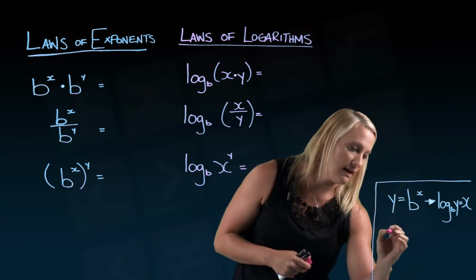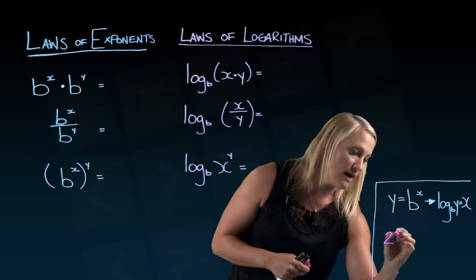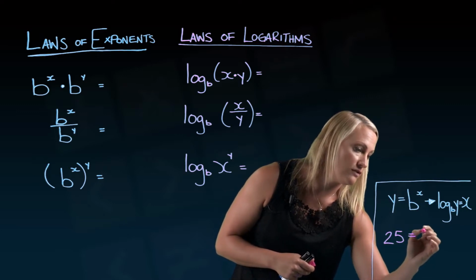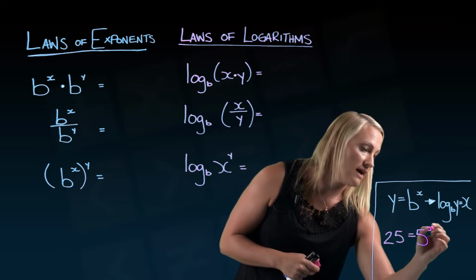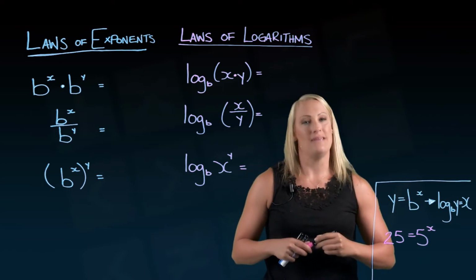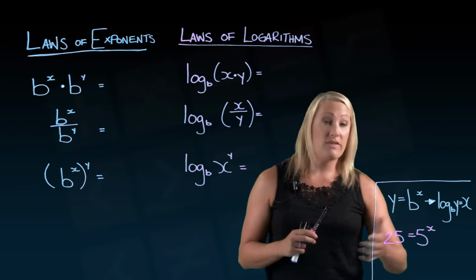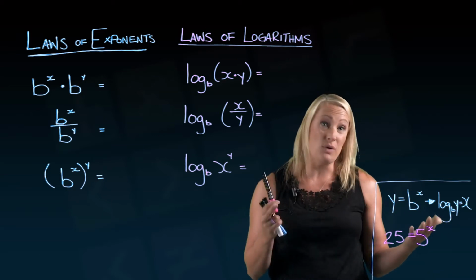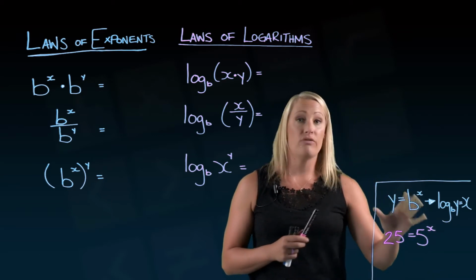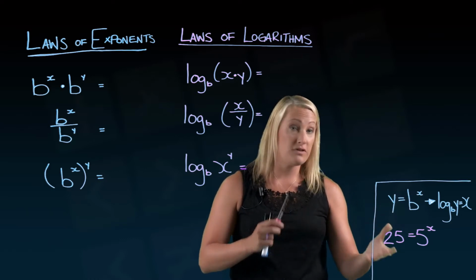Let's say that 25 equals 5 to the power of x. Now, you can guess what 5 to the power of what equals 25, but what if this was a value you couldn't deal with, you couldn't just come up with on your own? If we write that as a logarithm, we're able to solve that.